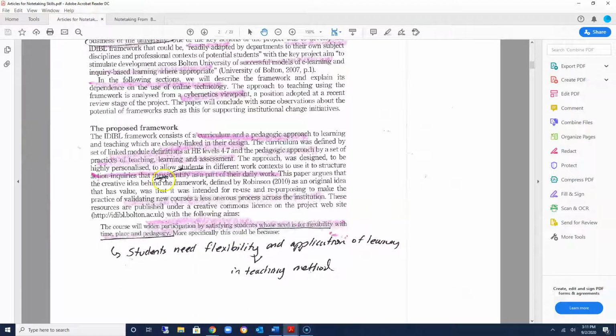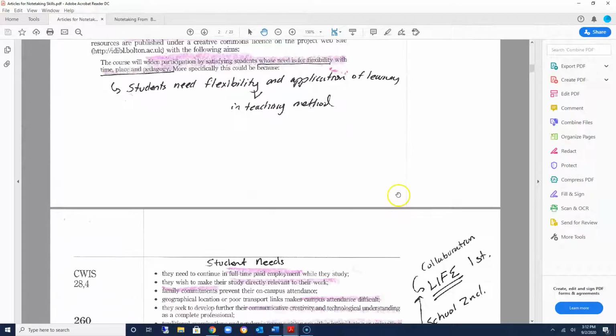Continuing through here, whenever I have a pronoun like they, I need to know who they are. I need to know to whom this refers. So I have a little connector there so that whenever I read the word they, I know that the author is referring to students. And then again, here's my summary. Students need flexibility in application of learning and teaching methods.